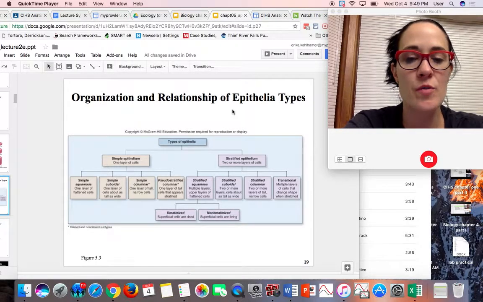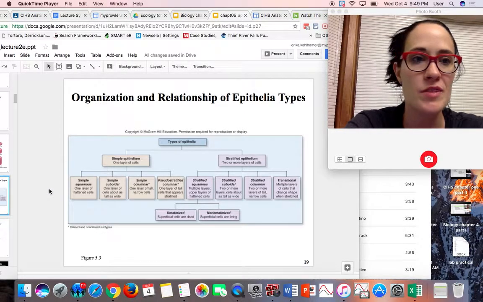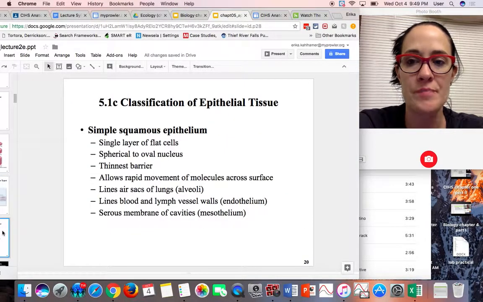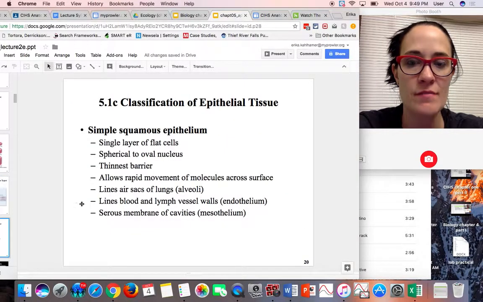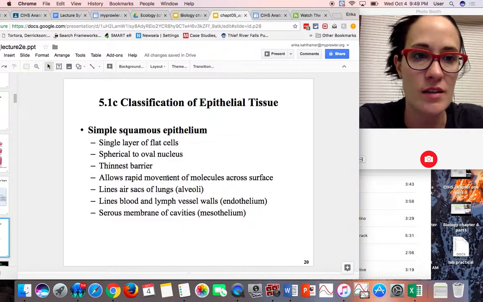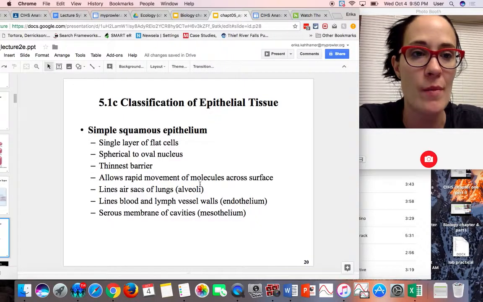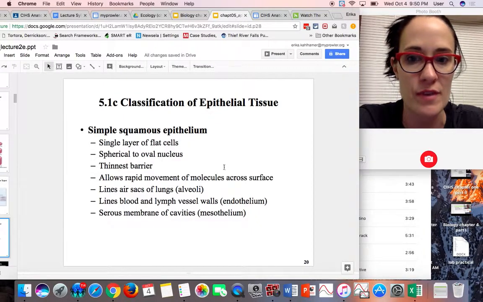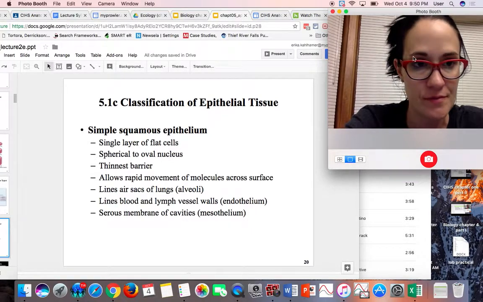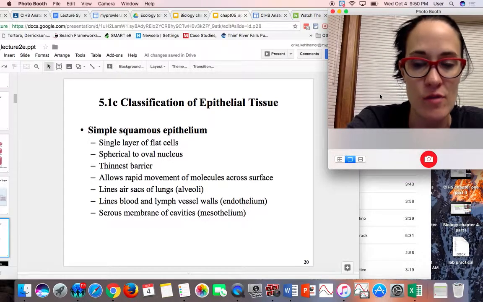Okay, so in this video, we're still in chapter 5, and we're going to talk about the specific types of epithelial tissue. Simple squamous epithelium is one layer of flat cells. It's very thin, and its function is to allow rapid movement of molecules across the surface. So we're going to find it lining the air sacs of the lungs. That's the main place that I want you to remember.